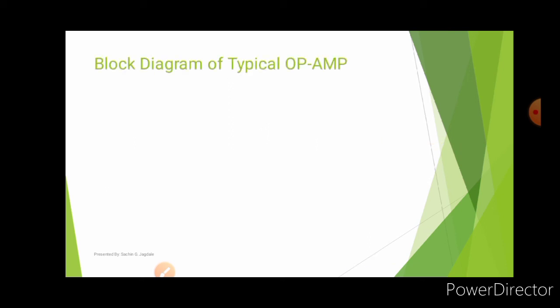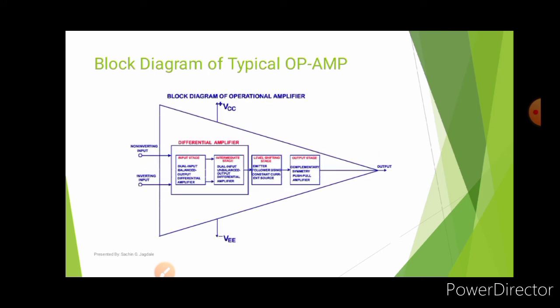This is the block diagram of a typical op amp, where the triangle indicates the current flowing direction. We are applying two inputs, inverting and non-inverting. Then it has a dual power supply, plus VCC and minus VEE. There are four different stages in the block diagram. First is the input stage, second is the intermediate stage, third is the level shifting stage, and fourth is the output stage. The first two stages are a differential amplifier, because it has two inputs and one output.